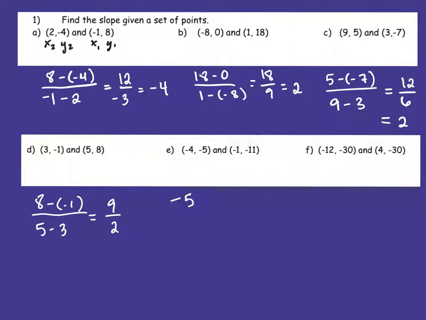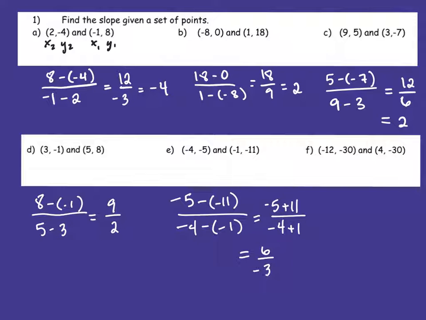Negative 5 minus negative 11, negative 4 minus, and whoops, negative 1. I need to change that. So that's the same as negative 5 plus 11 and negative 4 plus 1, which gives us 6 over negative 3, which is negative 2.